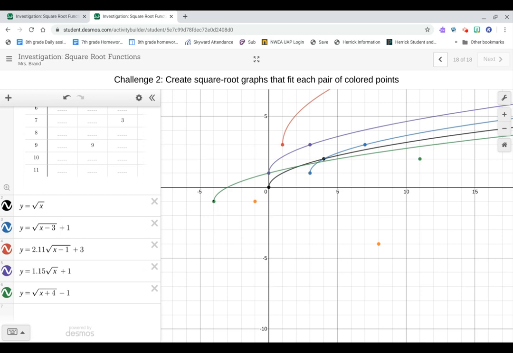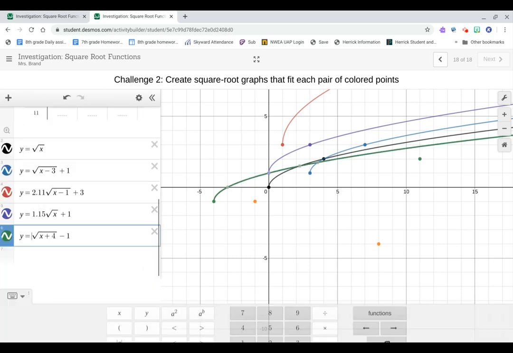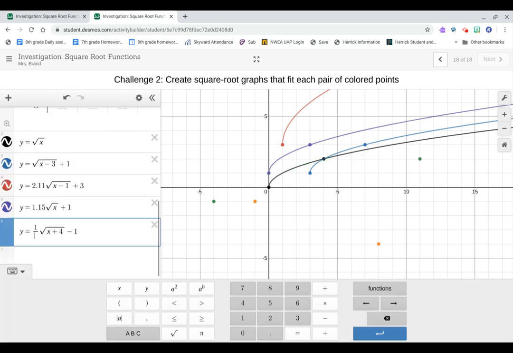For the second green point, it's going up. That's the original parent function shape. But I'm stretching too much, so therefore it's going to be a shrink. So let's do 1/2. Too small of a shrink. All right, let's do 3/4. 3/4. That's pretty close.